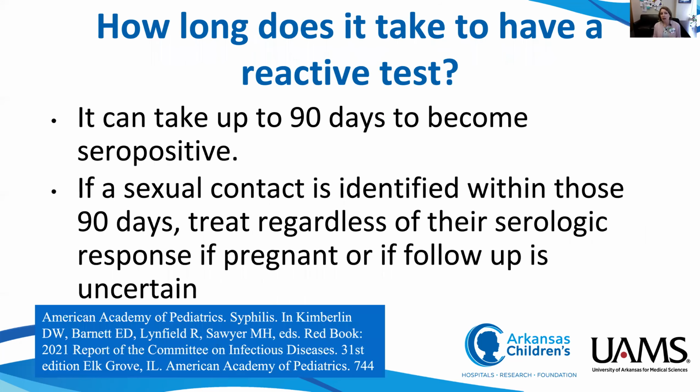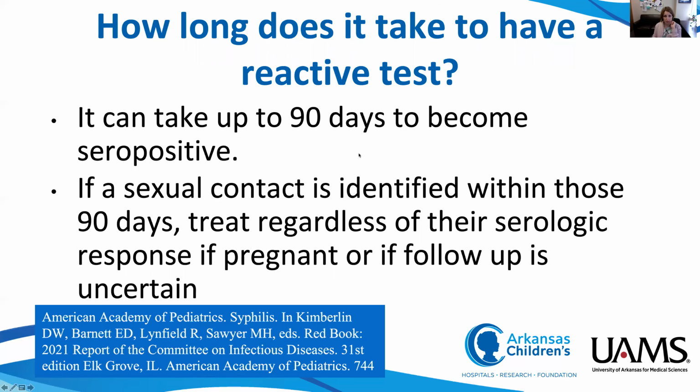All right, now, how long does it take to have a reactive test? Well, if you were to get infected with syphilis on New Year's Day, it can take up to 90 days for your RPR to become positive. In fact, the latest edition of the Red Book recommends that if a sexual contact is identified within those 90 days, you go ahead and treat regardless of their serologic response, if they're pregnant or if follow-up is uncertain.